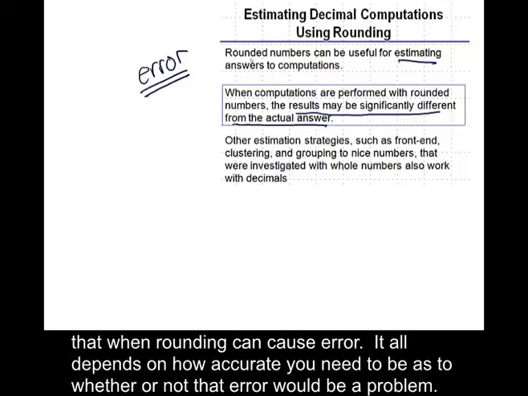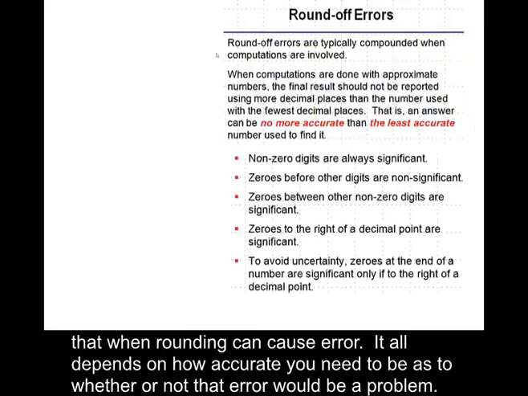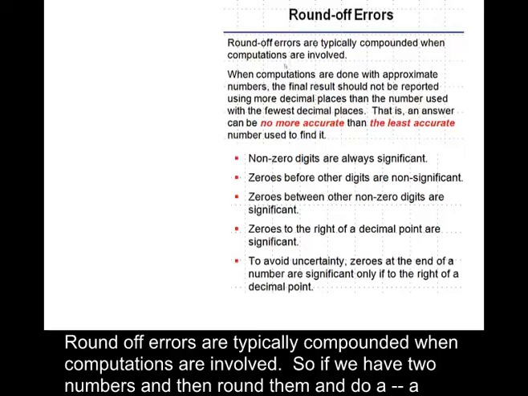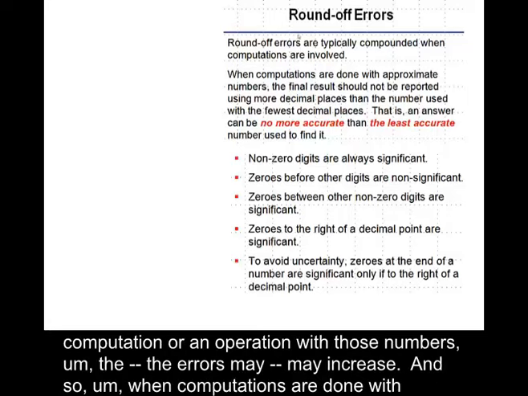Be aware that rounding can cause error. It all depends on how accurate you need to be as to whether or not that error will be a problem. Round-off errors are typically compounded when computations are involved. So if we have two numbers and then round them and then do an operation with those numbers, the errors may increase.